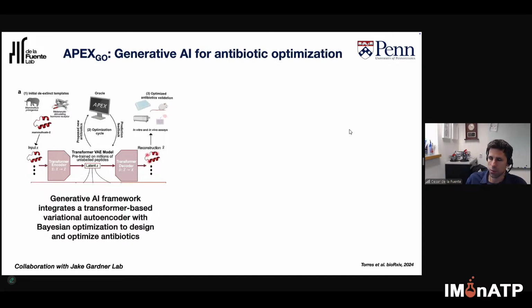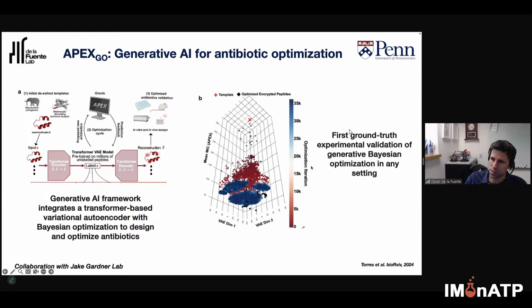This is a new generative AI model that we've developed to optimize antibiotics, and it uses a transformer deep learning architecture with Bayesian optimization. Basically what it does is it takes a template antibiotic. In this case, we've used some of the extinct peptides, including from the woolly mammoth. And then in silico completely, it's able to take it and optimize it and generate a lot of variants by sampling through sequence space that are predicted to be a lot better. So it's able to reduce the MIC, really optimizing for antibiotic activity.